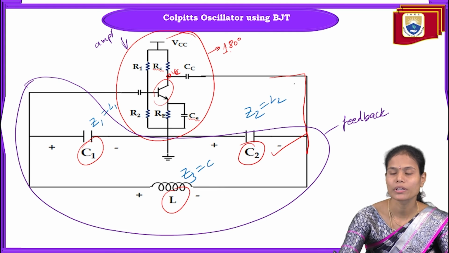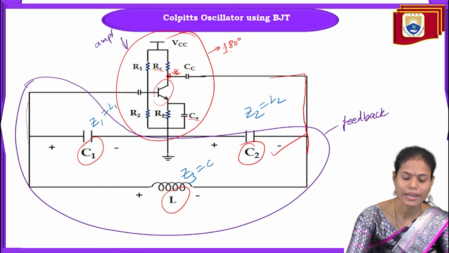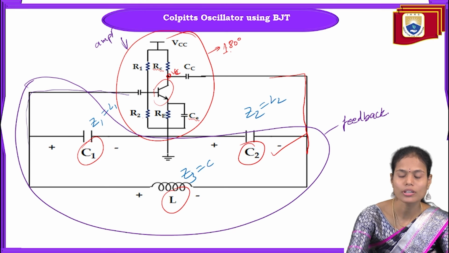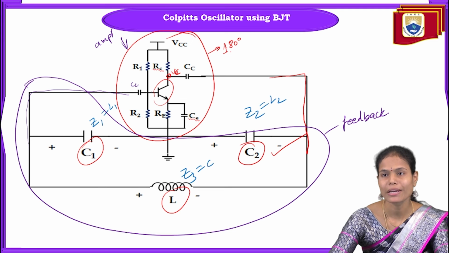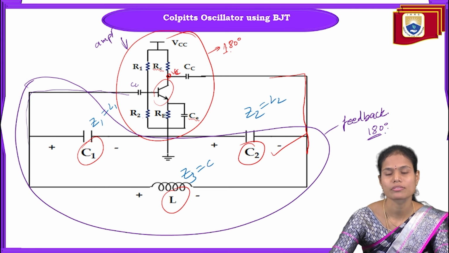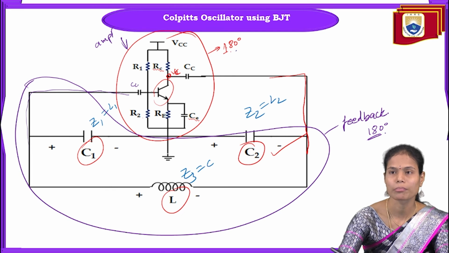So that's why the output of the amplifier is connected to the feedback network, and again the feedback is connected back to the input of the amplifier through the coupling capacitor here. The function of the feedback network in this case is also to generate the 180 degrees phase shift. So we need to satisfy the Barkhausen criteria to reach the total 360 degrees phase shift, 180 from the amplifier and 180 from the feedback network.